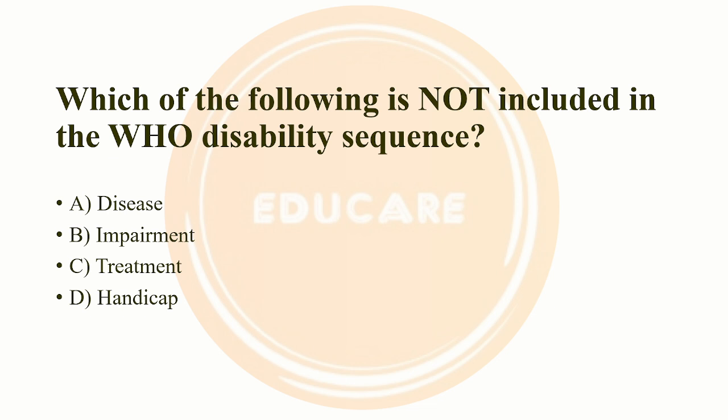Which of the following is not included in the World Health Organization disability sequence? Option: disease, impairment, treatment, handicaps. The answer to this question is option C, that is treatment.